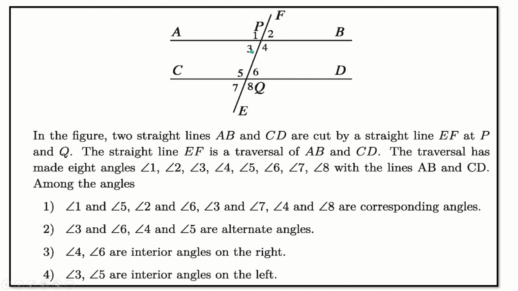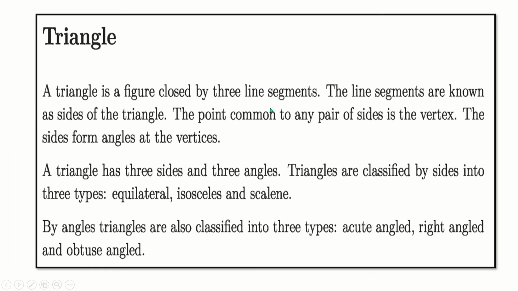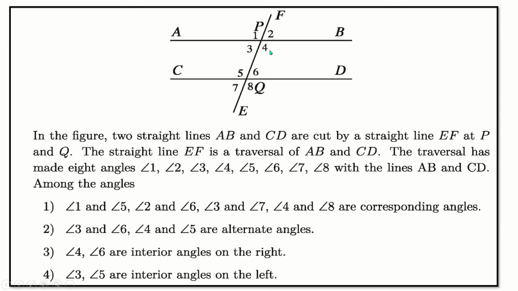But angle 3 and angle 6 are alternate angles, this angle and this angle. Angle 4 and angle 5 are alternate angles. Angles 4 and 6 are interior angles on the right side, and 3 and 5 are interior angles on the left side. And this and this are exterior angles, no problem.